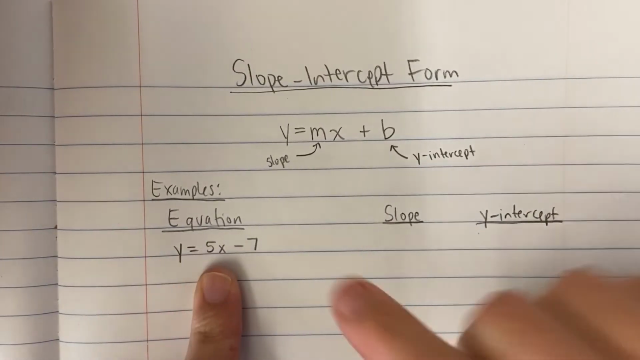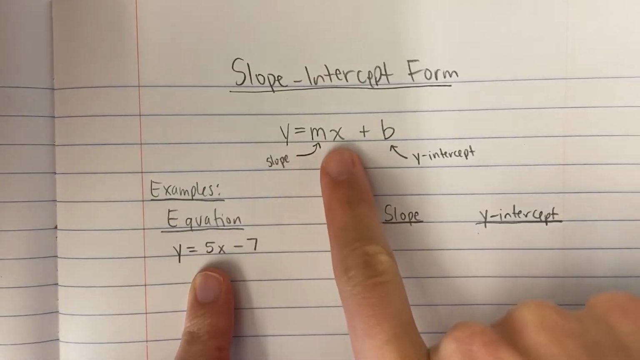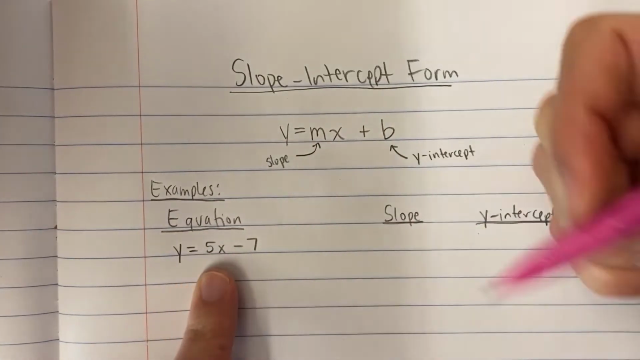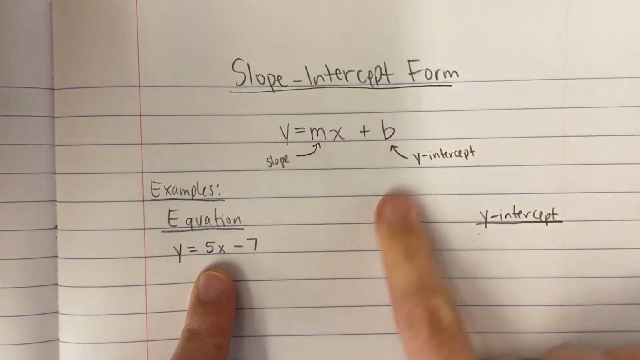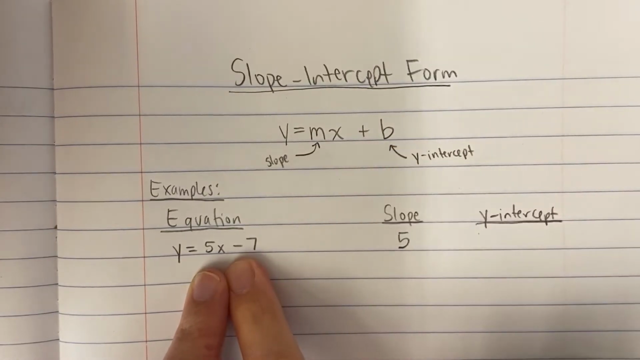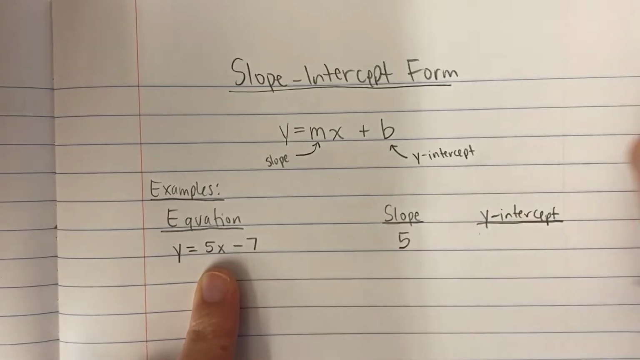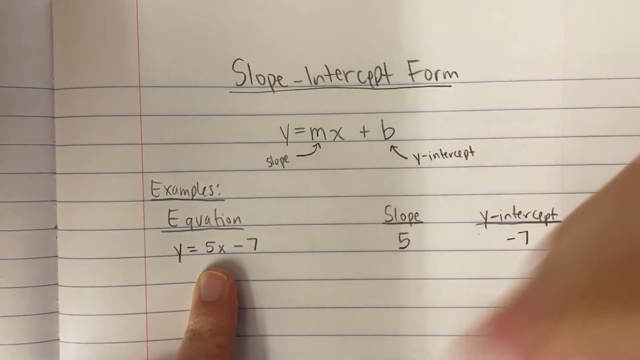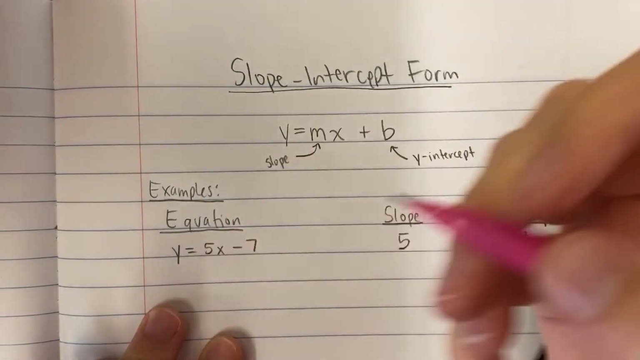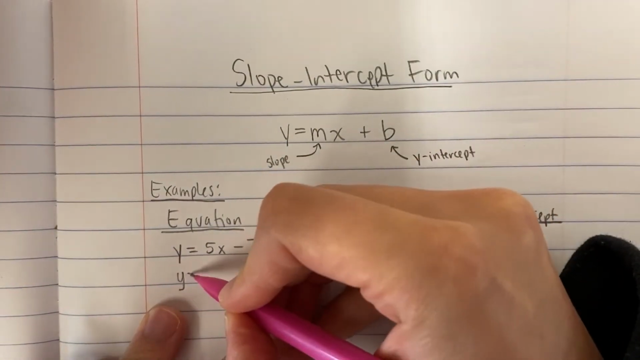So in this equation, to find the slope, I'm looking at what number is being multiplied by x, right? Slope is the number that's being multiplied by x. So in this case, it's 5. And the y-intercept is the number that's being added. So in this case, it says minus 7. That means the y-intercept is negative 7, right? This is the same as plus negative 7. So the y-intercept here is negative 7. Okay, and that's really it.